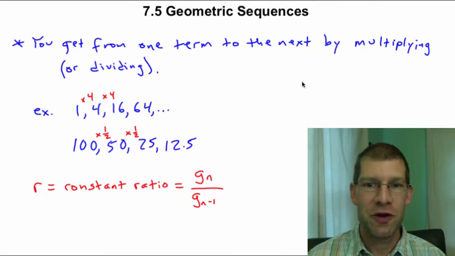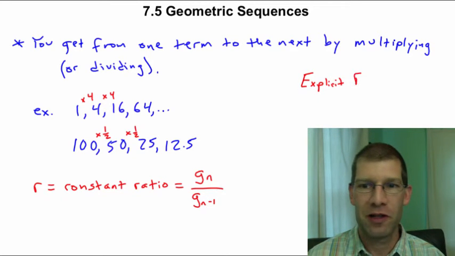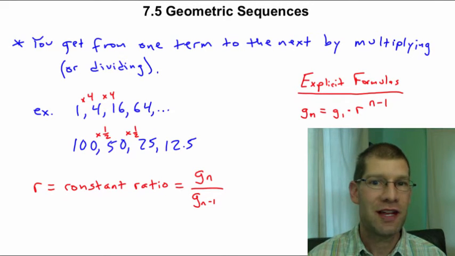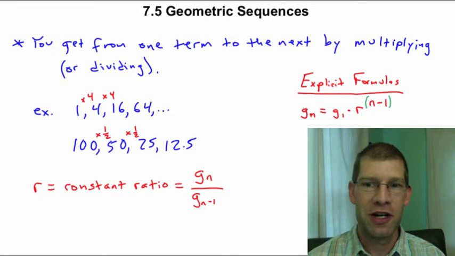Also, we should write out what the two formulas are. So now if we have the explicit formulas, those are all going to look like this. g sub n, at least if it's in the right form, is going to be the first term times the constant ratio to the n minus 1 power. When we write it just as an equation, we don't need to have parentheses around our exponent there. But when you punch it into your calculator, you do, unless you're going to do that exponent in your head. So write the parentheses in, don't write them in, it's up to you.